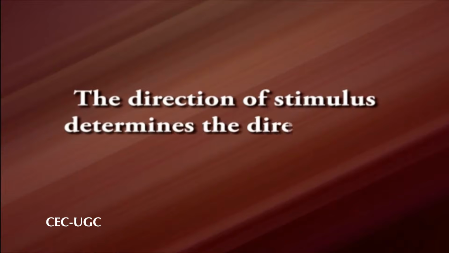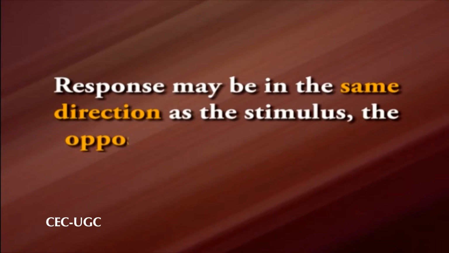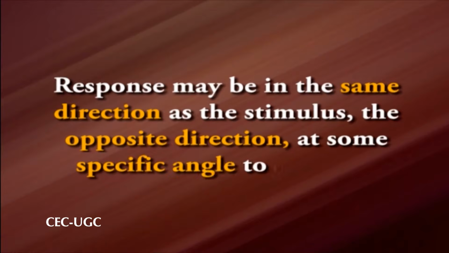Tropic movements. In this case, the direction of the stimulus determines the direction of the movement. In other words, tropic movements are directionally related to the stimulus. The response may be in the same direction as the stimulus, in the opposite direction, or it can be at some specific angle to the stimulus.